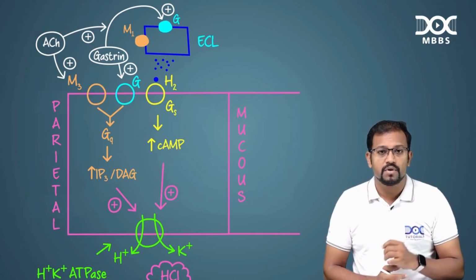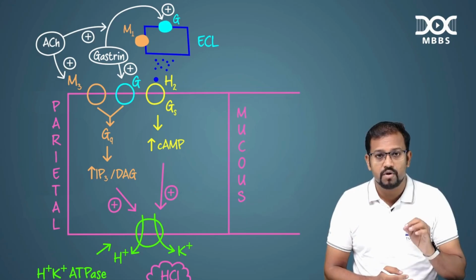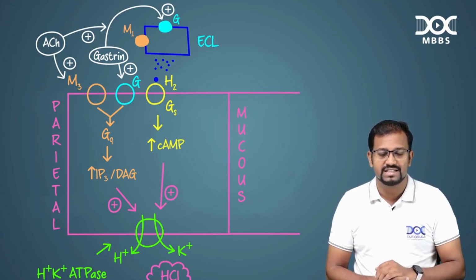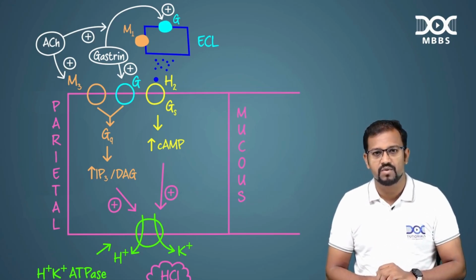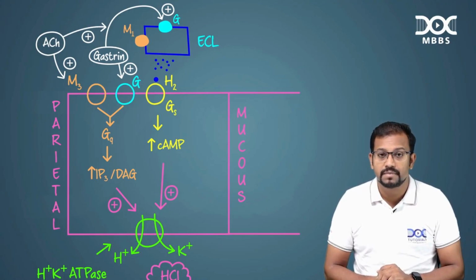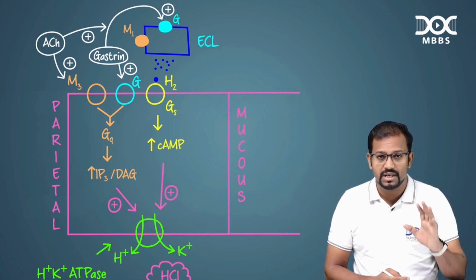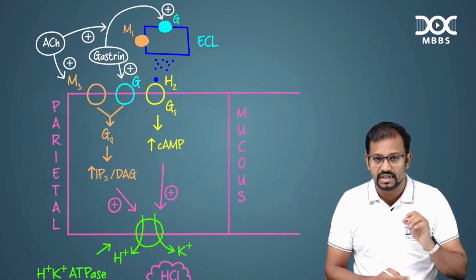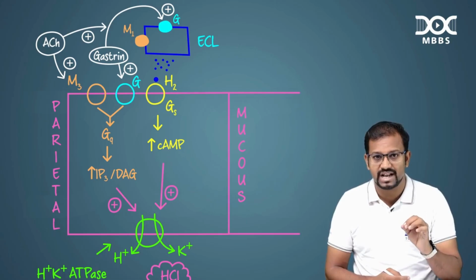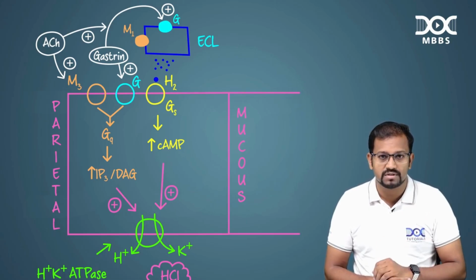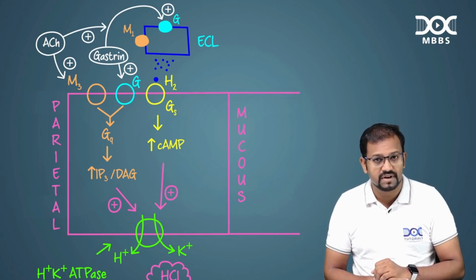Now comes the next important query. Which is the most important stimulus for gastric acid secretion as far as acetylcholine is concerned? Is it the M3 receptor or is it the M1 receptor? Which is the primary stimulus? The primary stimulus is going to be the M3 receptor, guys, right? The M3 receptor tends to produce more gastric acid secretion than the M1 receptor on the enterochromaffin-like cells.